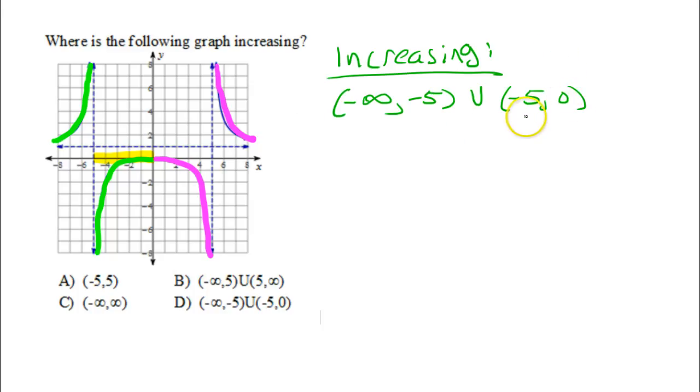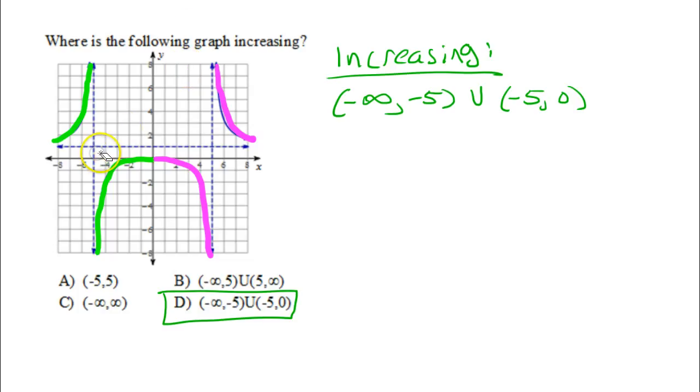So that's it for the increasing. So this particular question was only asking about increasing. So this would be the answer. So I'm just looking for it. And it seems to be D. All right, negative infinity to negative 5, union negative 5 to 0. That matches what we have. So that was the answer.